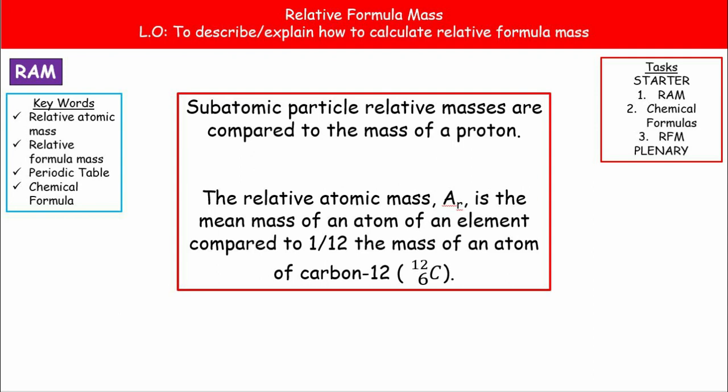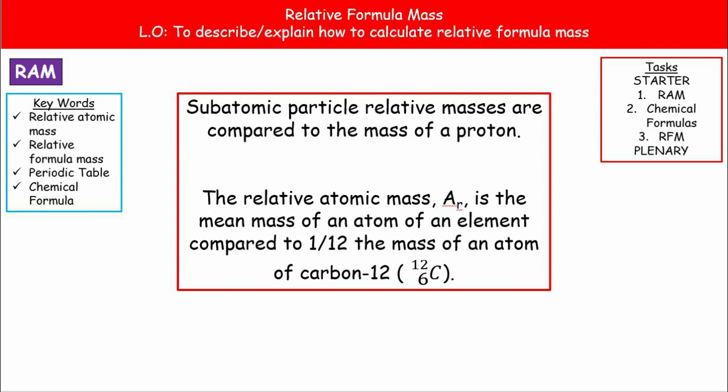Now, if we're talking about the subatomic particles, so the protons, the neutrons and the electrons, then they have relative masses that are compared to the mass of a proton. So they're all relative to each other, so we don't end up with really silly numbers.